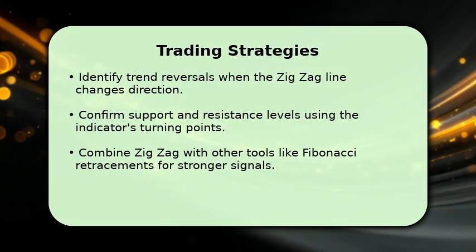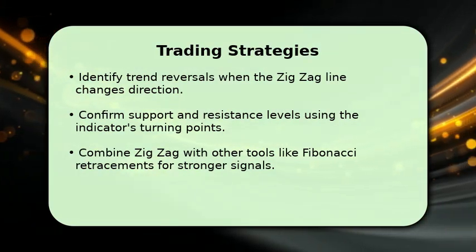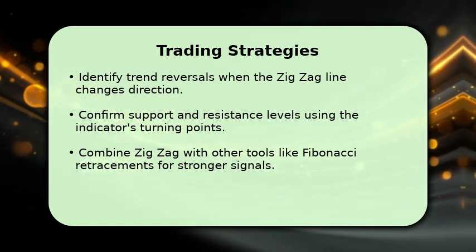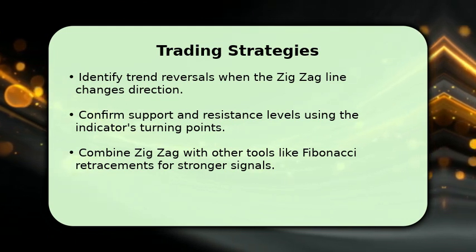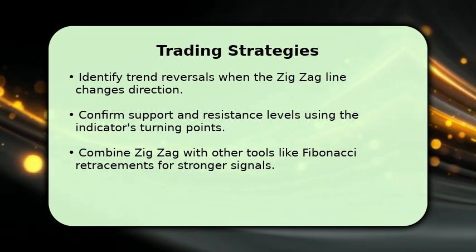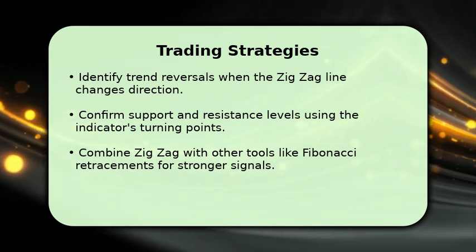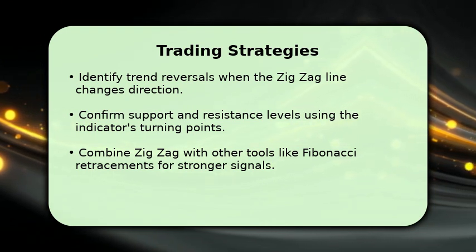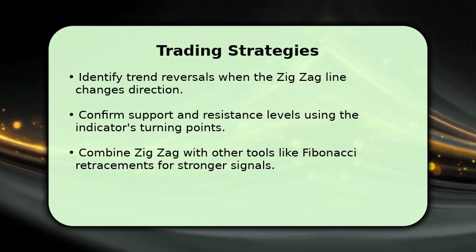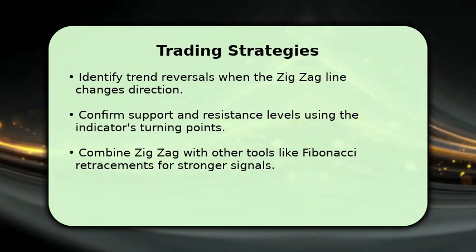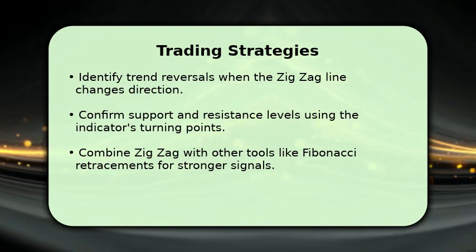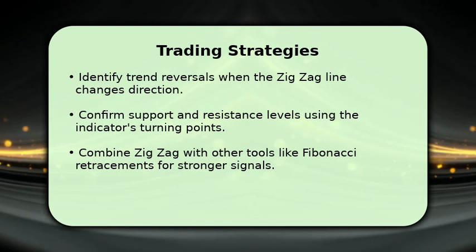Now, let's talk about some practical trading strategies using the zigzag indicator. One common approach is to identify potential trend reversals when the zigzag line changes its direction. Its turning points can also help you confirm key support and resistance levels on your chart. For even stronger trading signals, many traders combine the zigzag with other technical analysis tools, such as Fibonacci retracements. This confluence of indicators can provide greater confidence in your entry and exit points, enhancing your overall strategy.